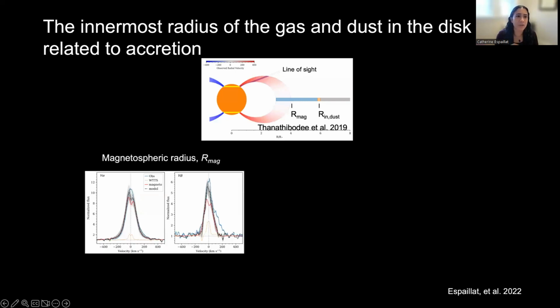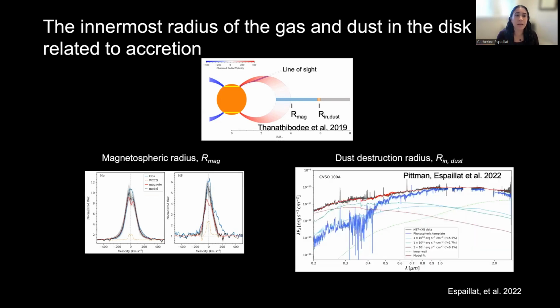And we can measure R_mag, the innermost gas truncation radius, by modeling the H-alpha line. The H-alpha optical emission line is thought to come from this accretion flow, and our accretion models incorporate the geometry of the system, and they allow us to extrapolate and measure R_mag, the innermost radius of the gas disk. And then we can get the innermost radius of the dust disk by using SED modeling of the near-infrared emission, because this is where most of the emission from the inner rim comes from.